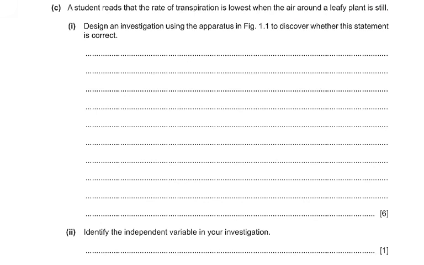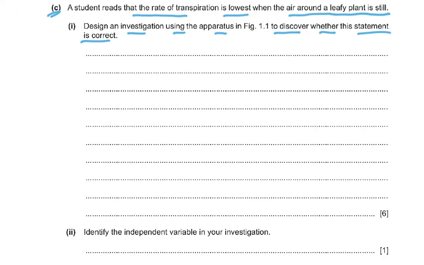C part of the question. A student reads that the rate of transpiration is lowest when the air around a leafy plant is still. Design an investigation using the apparatus to discover whether this statement is correct. A student reads in a book or on the internet, or he Googles it, and he finds out that the rate of transpiration is lowest when the air around a leafy plant is still. So design an investigation to discover whether this is correct or not. So use the same leafy stem, or use the same plant.